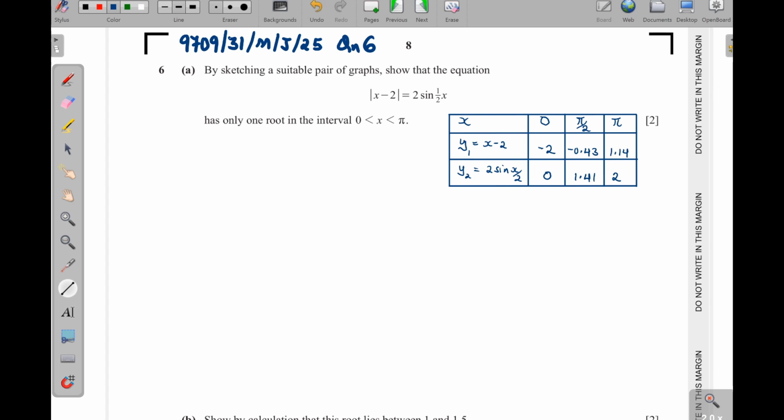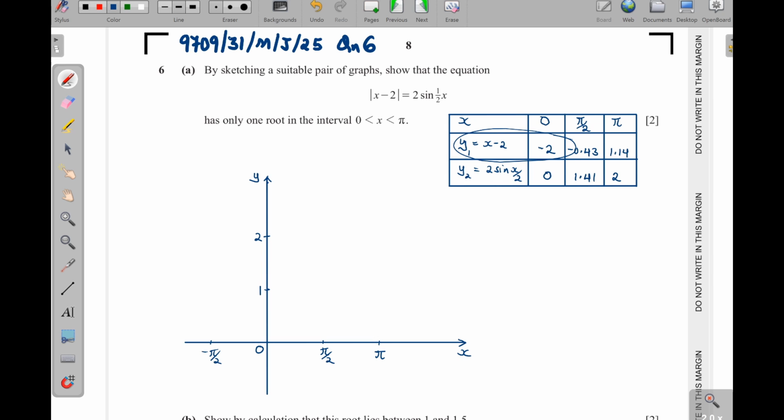And then now we can draw this. These are my axes here. Here I have pi over 2, and then pi. Then here maybe negative pi over 2. You have 1, then 2, like that. So we shall begin with this 0, negative 2.